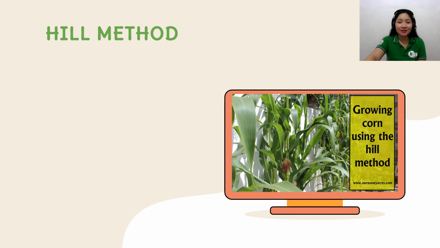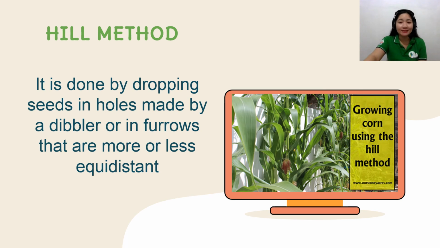Class, in the hill and drill methods of planting crops by direct seeding, there is a desired row-to-row spacing. Hills with single or multiple numbers of plants are spaced uniformly within each row. In contrast, class, there is no uniform spacing between plants in the drill method, but uniformity in number of plants per linear meter is of course intended. The hill method of direct seeding is done by dropping seeds in holes made by a dibbler or in furrows that are more or less equidistant.